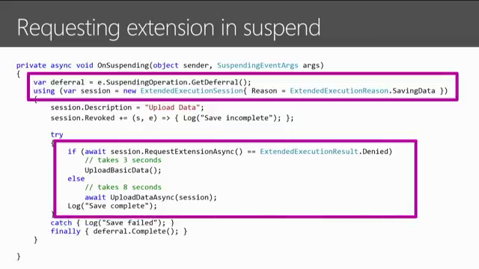Then here's the actual execution syntax itself, where I'm requesting to be extended. I can say session.RequestExtensionAsync, and it returns an enumeration that either allows it or not. If it does not allow it, in this case it's denied, then I'll do the 3-second save, because I know I've got 5 seconds, and that gives me a little wiggle room. I'll save just the basics and go from there. But if it says I'm not denied, or I'm allowed, then I can take more time. And it still may not work. I still could be terminated if it had to be, but let's hope I'm not. I'm going to go ahead and take that extra time.